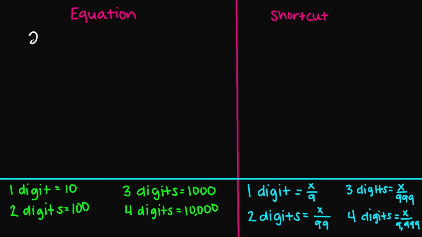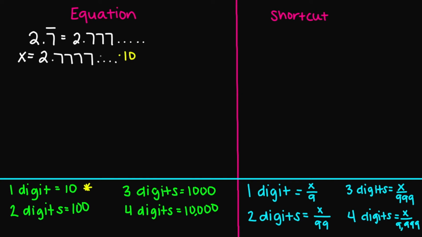Let's say we had 2.7 that's being repeated. This is going to equal 2.777 all the way down. So I'm going to let x equal 2.7777 repeating. Since I only have one digit that's being repeated, which is what we have here, I'm going to multiply both sides of my equation by the number 10. So my left side here, we have 10x, and then my right side, we have 27.7777 repeating. And then remember, these are the two equations here that we're using.